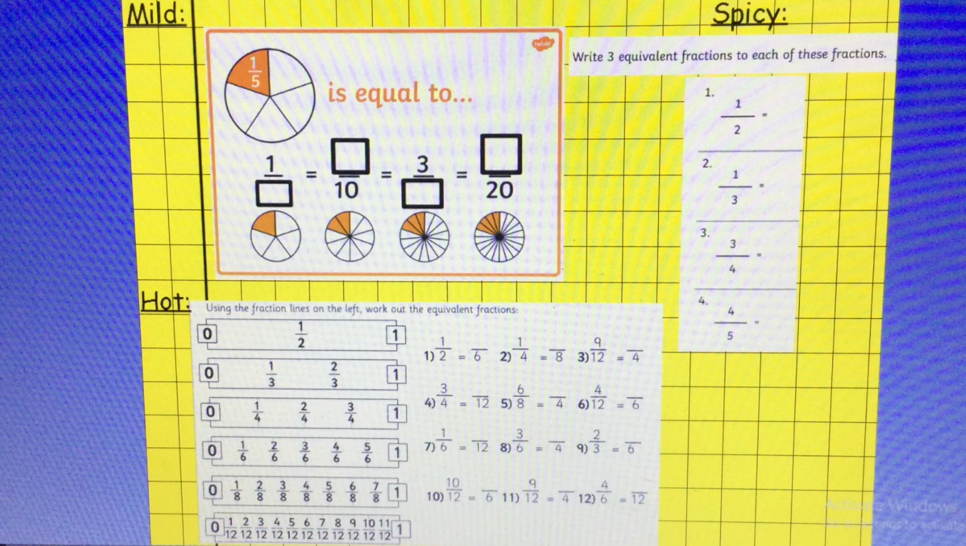So here are your independent tasks today for mild, hot and spicy. You are working so hard at the moment on equivalent fractions and speeding through your independent tasks. You can start on hot and move on to spicy, or you can start on mild and work your way through hot and see if you reach spicy at the end. I'm more than happy for you to work at your own pace and take on a challenge that you are most comfortable with. Pause the video now to have a go, and when you press play you will be able to see your answers.